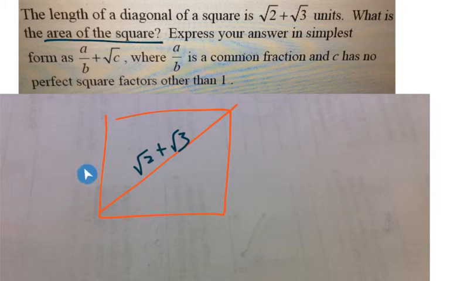So I need to find this side, and then I just need to square it. So this is what I'm looking for. And I know Pythagorean theorem. Pythagorean theorem is a squared plus b squared equals c squared.